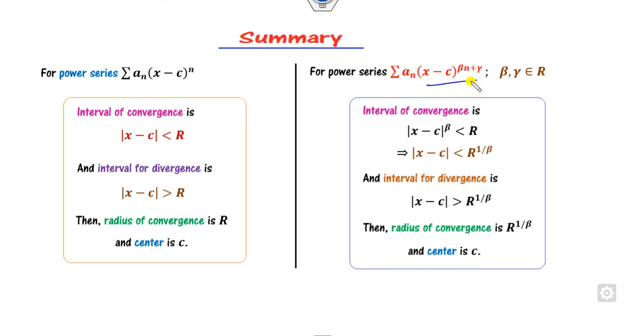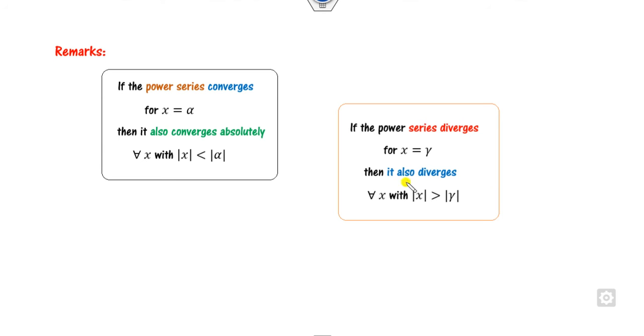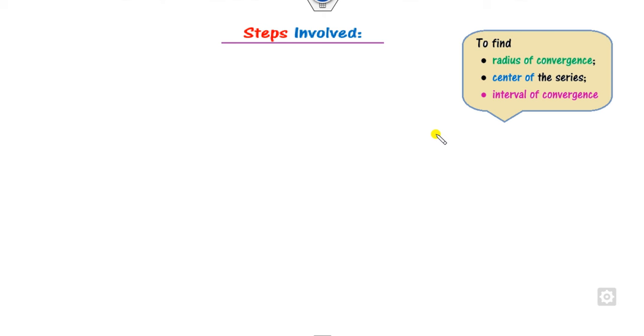If you write this for here, you all know we can start from this. This is my radius of convergence, or else you can start from here and find the value of this. Then this is my radius of convergence, and this is my center of the power series. If the power series converges at some point, then it converges absolutely for all points less than that. If you find a divergence, then it is also divergent beyond here.